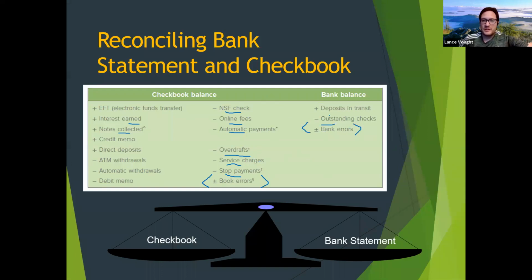Outstanding checks that you owe are negative. Deposits that are on your way are positive. Direct deposits, positive, credit, and then other withdrawals. So these are all the things that you should take into consideration when you're reconciling your statement.